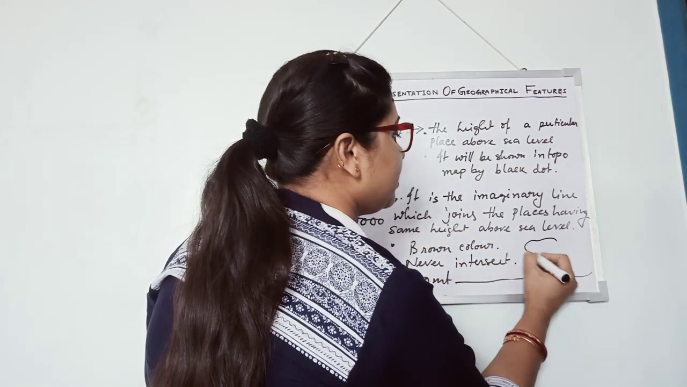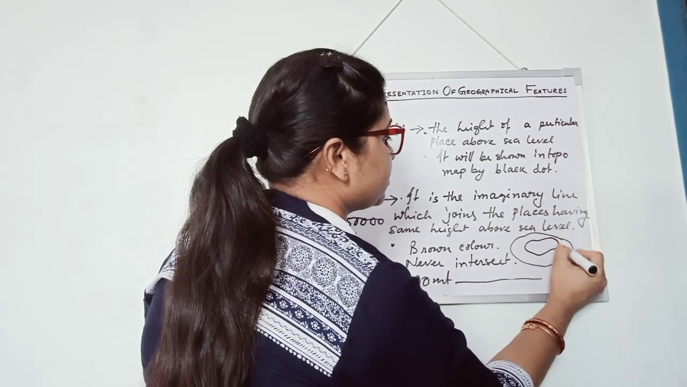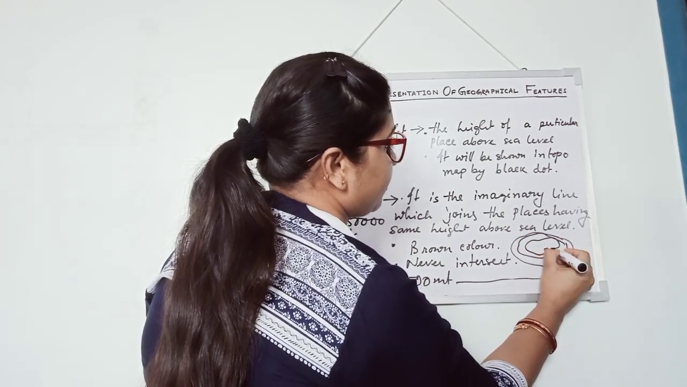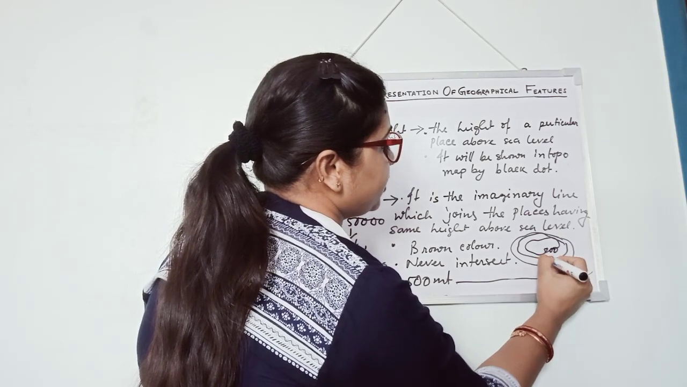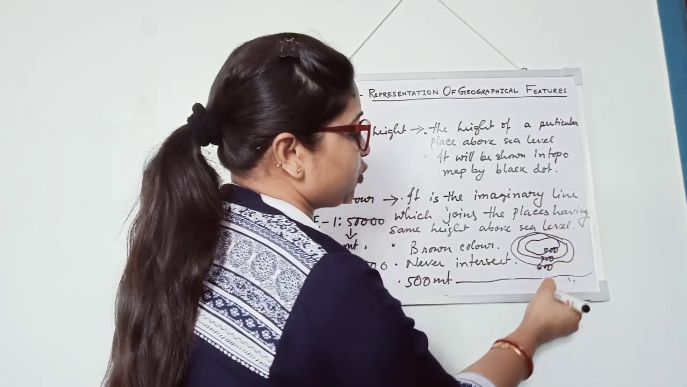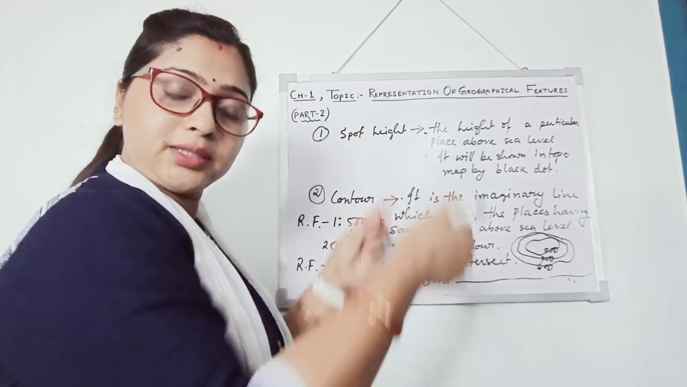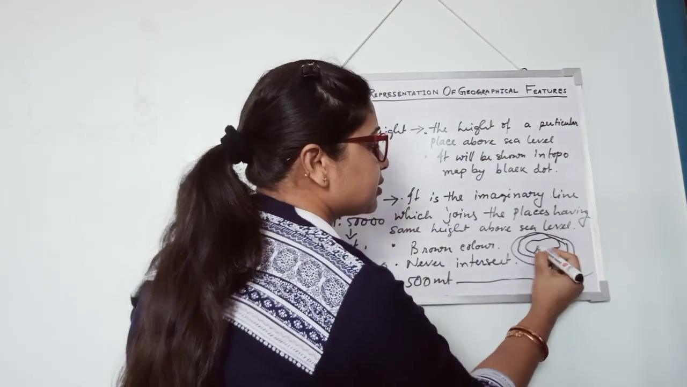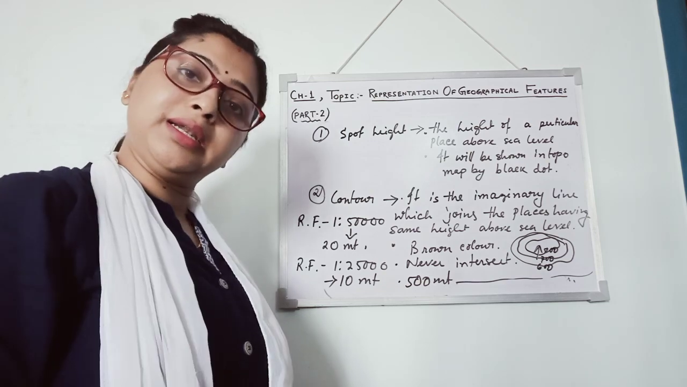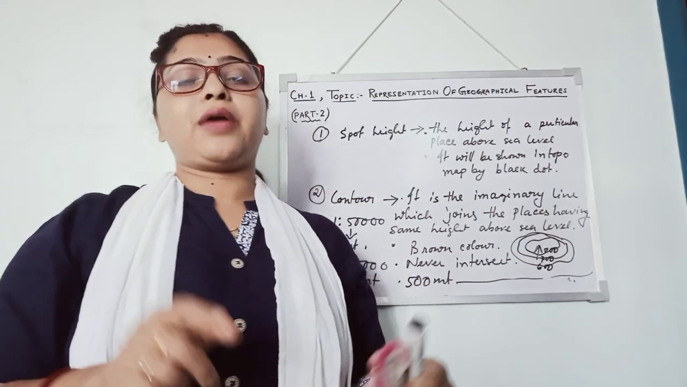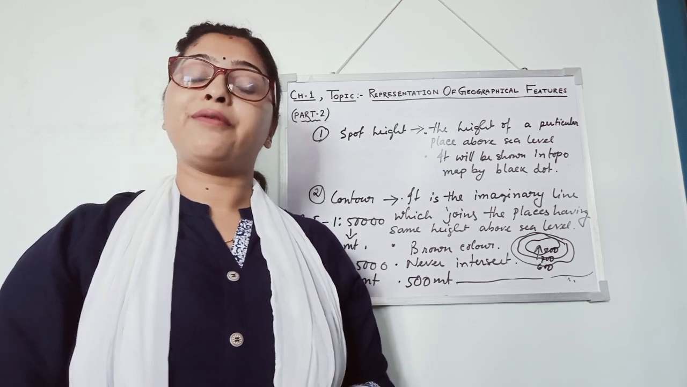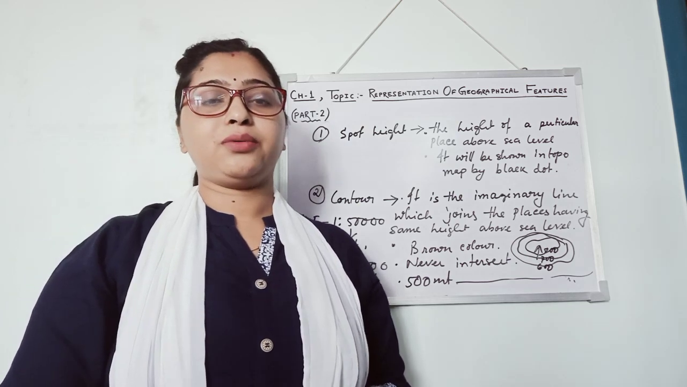Here I am showing these contours. If it is 800, then 700, then 600, it means that gradually it decreases towards the lowland area and increases towards the highland area. Is it clear, students? I will tell more about that in the next part. So please watch the video and understand. Okay, thank you.